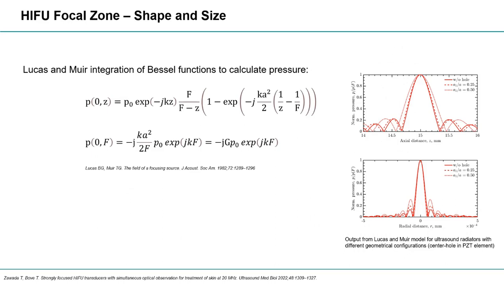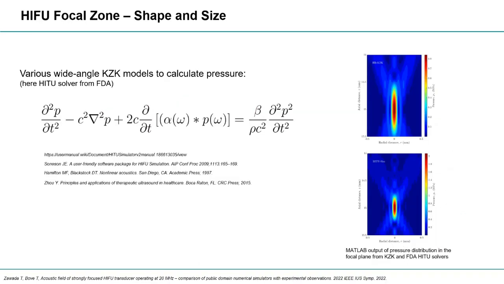If we need to look at side lobes and specific geometrical features of our design, we can use the full model from Lucas Viewer. And finally, we can extend the calculations to complex KZK models where we calculate the full spatial data, including more materials and nonlinear effects, as shown here in these two examples.